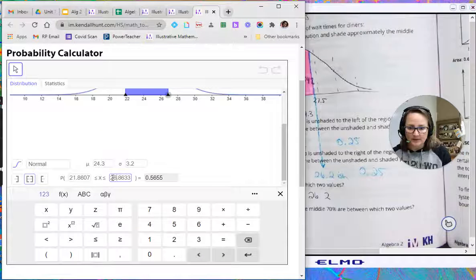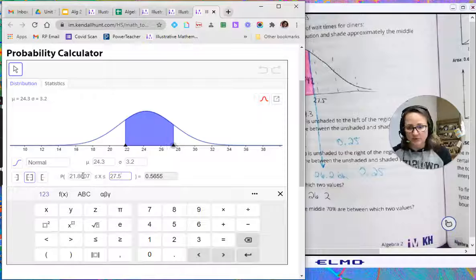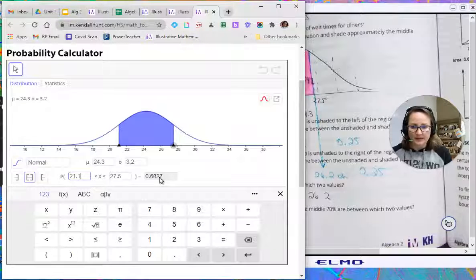Let's just see what we're at here. 27.5 is one standard deviation above. 21.1 is one standard deviation below. Hit enter. Look, we're at 68%. So if I maybe nudge each of these to like, that's way too much.